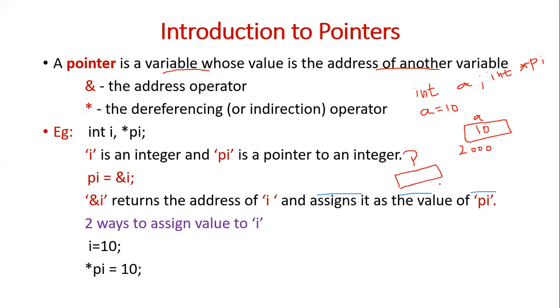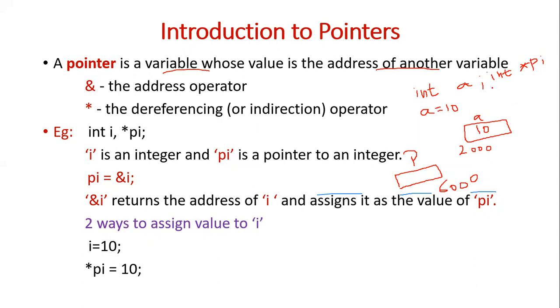P will also have an address. Say its address is 6000. But now P is not going to store an ordinary value. Rather, P is going to store the address of some other variable. Currently, it can only hold the address of an integer variable, not a character variable or a float variable. Currently, P is not pointing anywhere because P is not assigned to anything.